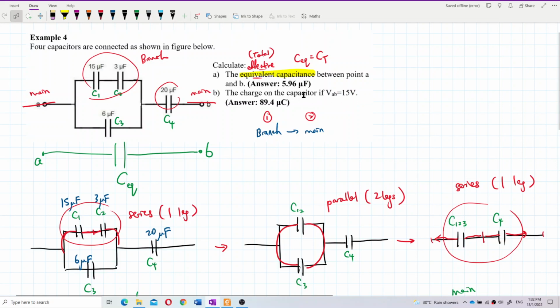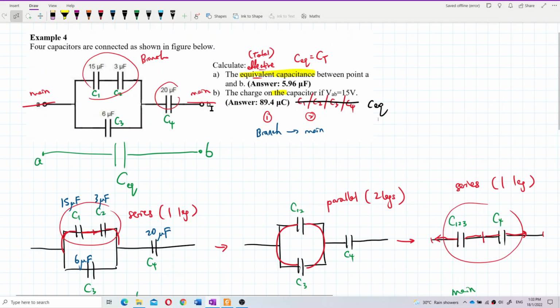So that means what is the charge on what capacitor? Did he mention which capacitor? Is it capacitor 1, 2, 3 or 4? He said on the capacitor. That means the equivalent capacitor. So it's not all these capacitors. It's the equivalent capacitor, that means the whole thing. What is the charge on the equivalent capacitor?